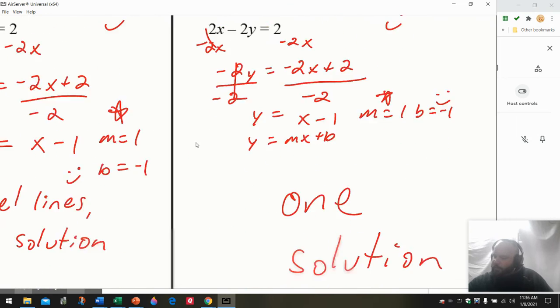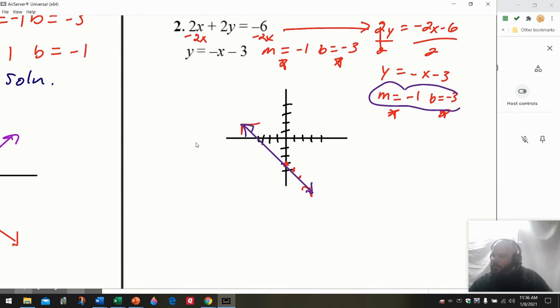So scrolling down to our problem here, m was the same, b is the same. They end up being the same line. So every point on the line intersects with every other point, and there's an infinite number of solutions. So you can do a sideways 8. That's the symbol for infinity. You can say infinite number of solutions.